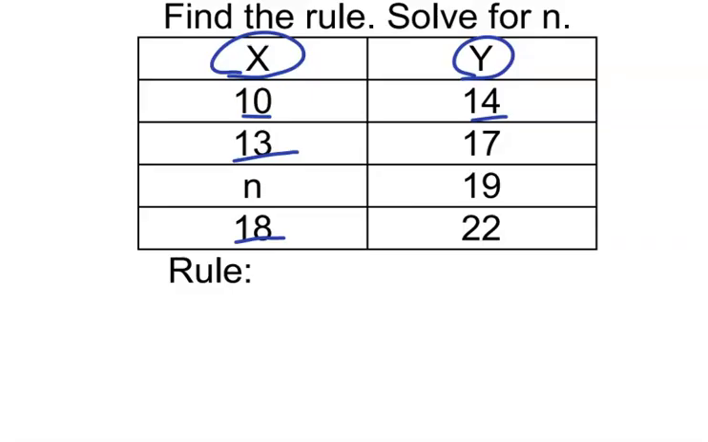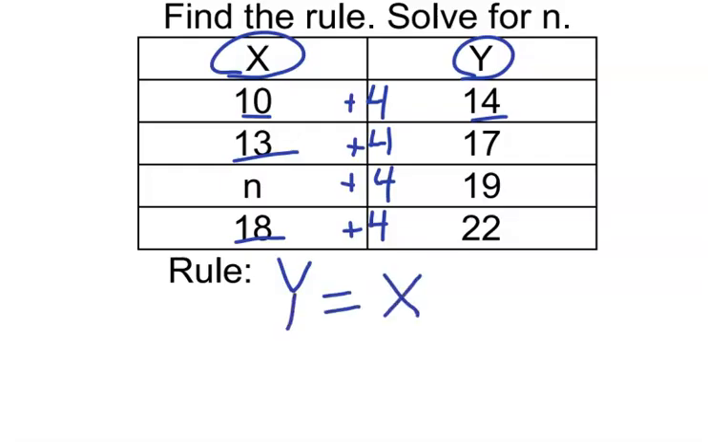I think I have it figured out. I think you're adding 4. 10 plus 4 is 14. 13 plus 4 still works, is 17. 18 plus 4, once again, it's working, so that is our rule, which means our rule is y is going to be whatever x is plus 4.